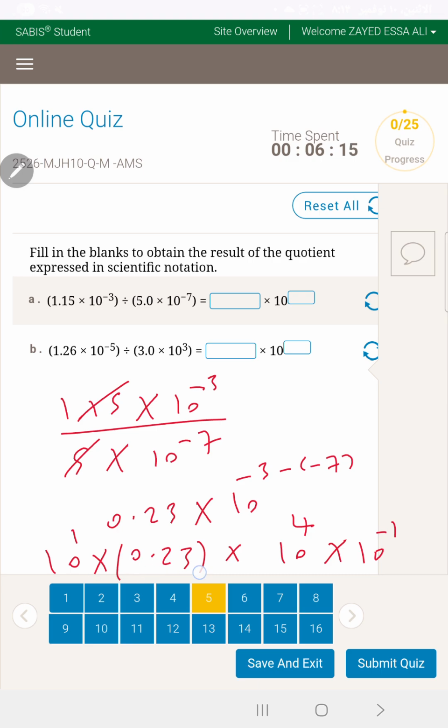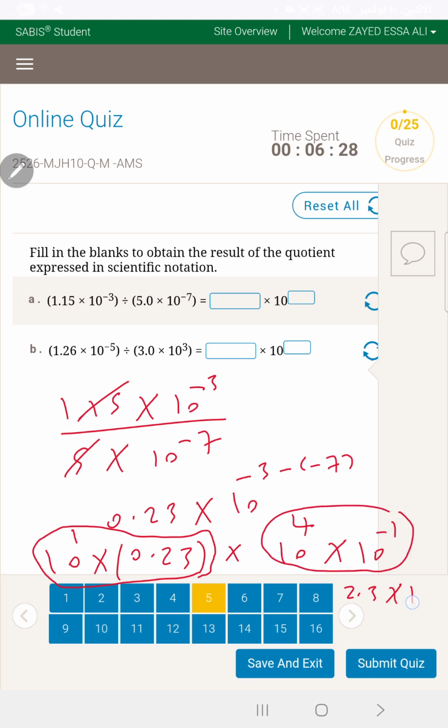This will take the decimal 1 unit to the right, it will become 2.3, and these numbers will become 10 to the power of 3. So the answer is 2.3 times 10 to the power of 3. That's the first one.